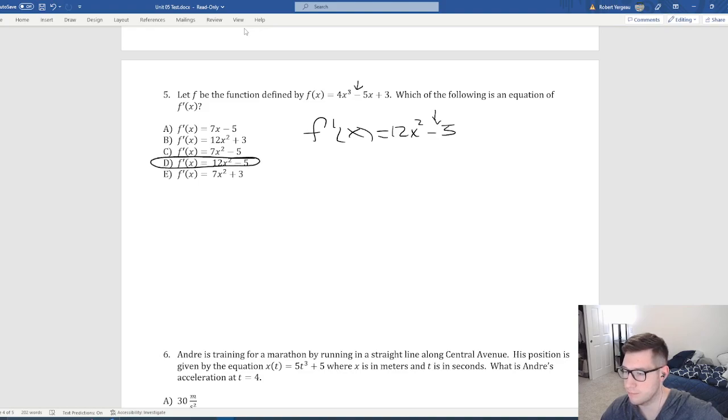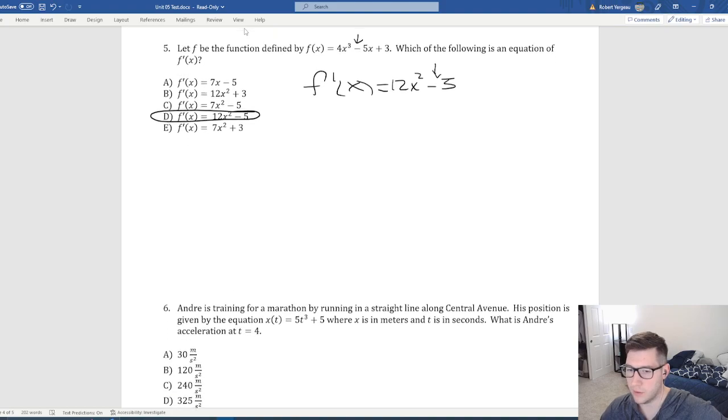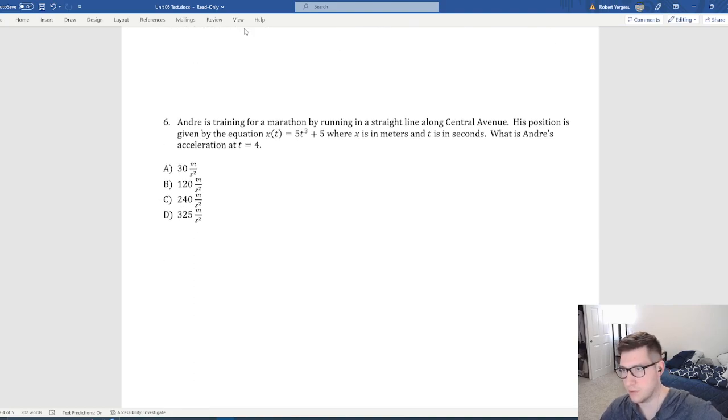There it is. And last but not least, problem number 6. Andre is training for a marathon where he's running a straight line along Central Ave. His position is given by the equation x of t is equal to 5t cubed plus 5, where x is meters and t is seconds. What is Andre's acceleration at t equals 4? Now, this is something that we did not put on our cheat sheet. And so if there is anything else you add, I highly recommend it be this.